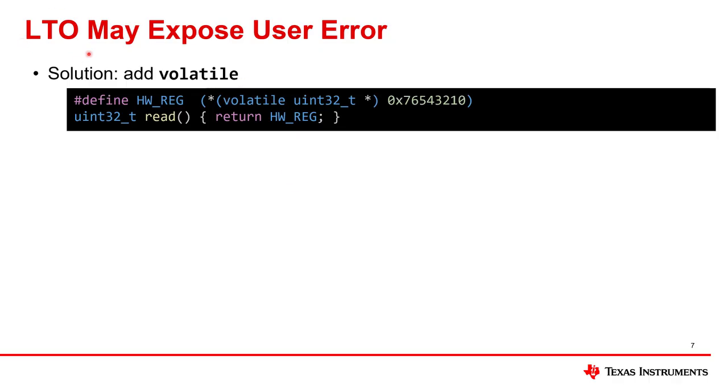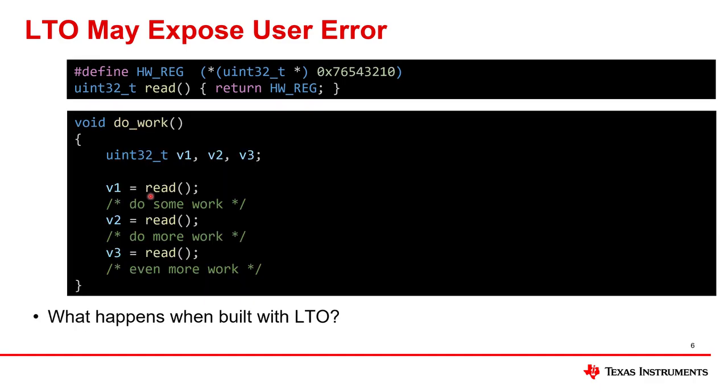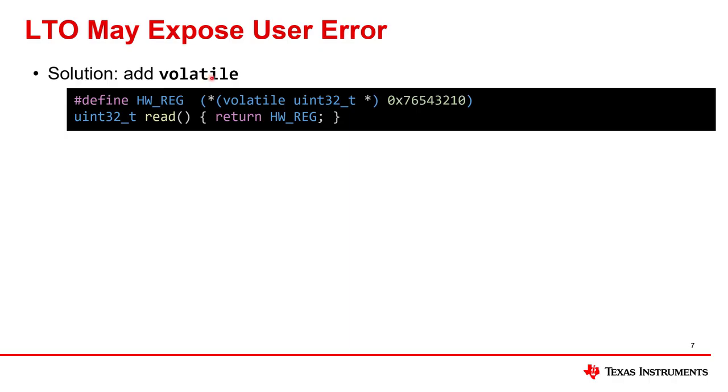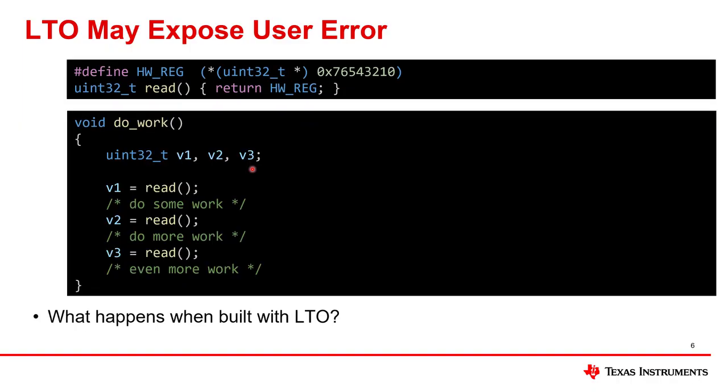And LTO can uncover this sort of thing, okay? And the solution in this specific case is to use volatile. And that's really the only way to move forward if you want to use LTO for code of this nature.